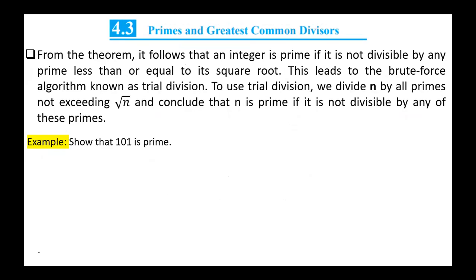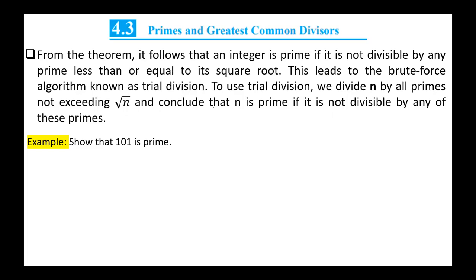From the theorem, it follows that an integer is prime if it's not divisible by any prime less than or equal to its square root. This leads to the brute force algorithm known as trial division. To use trial division, we divide n by all primes not exceeding the square root of n and conclude that n is prime if it's not divisible by any of these primes.